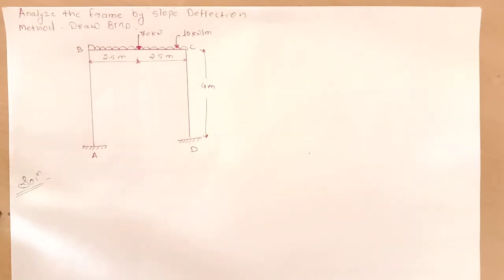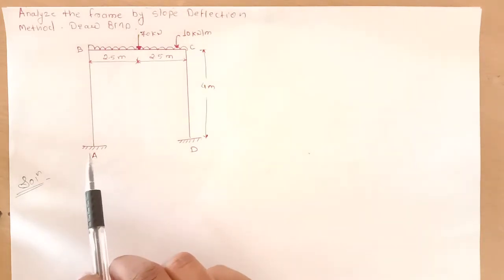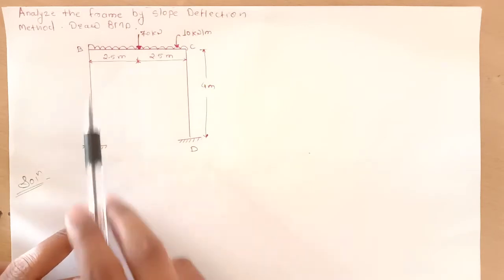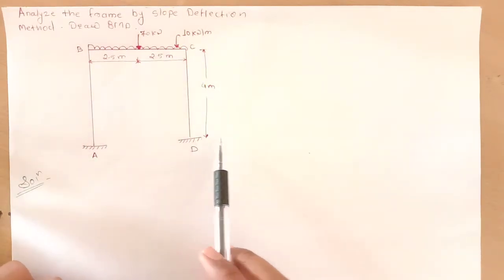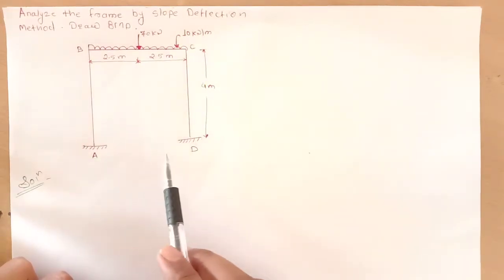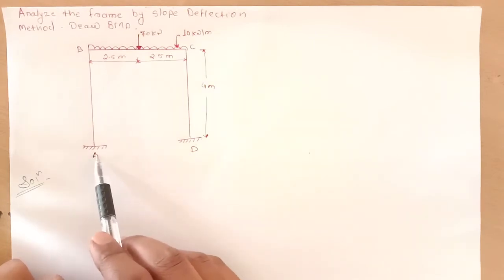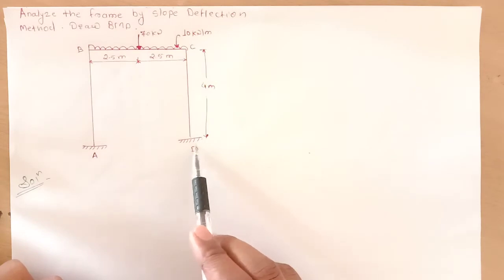Hello everyone. Today we are going to analyze a portal frame using the slope deflection method. Here our figure is given, a portal frame ABCD. A support is a fixed support and D support is also a fixed support. Then over the AB and CD members there is no load.